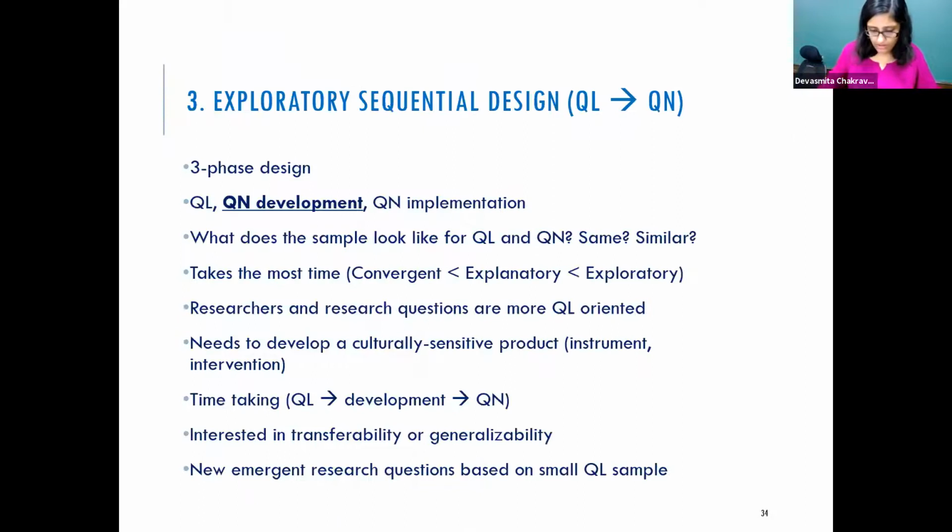Now, it's a 3-phase design: qual, quant development, quant implementation. 1 qual and 2 quant phases. Now, what does the sample look like for qual and quant? Can they be the same?